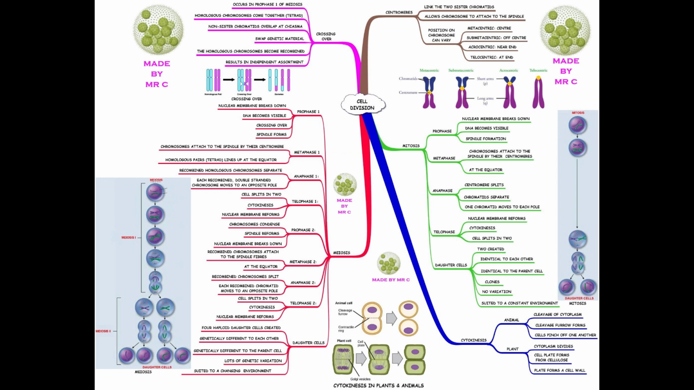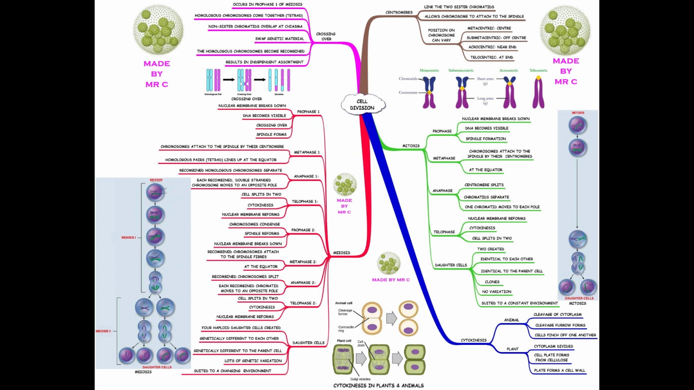In anaphase 1, recombined homologous chromosomes separate. Each recombined double-stranded chromosome moves to an opposite pole. This is called independent assortment. In telophase 1, the cell splits in two at the cleavage furrow during cytokinesis, and a nuclear membrane forms around the haploid double-stranded chromosomes.